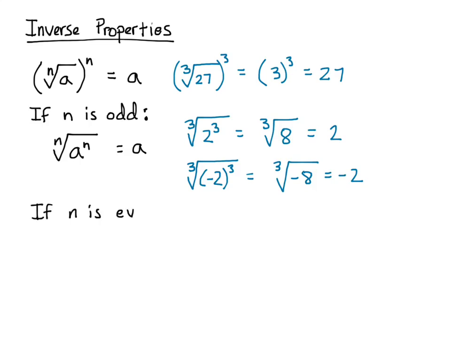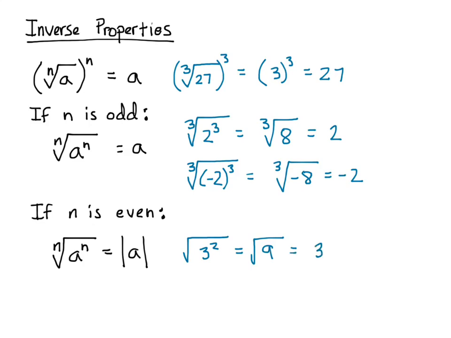Now, if it's even, we have something entirely different. Okay, so when we take the nth root of a to the n, we get the absolute value of a. And this is going to be something important to remember when we simplify, that we indicate things with the absolute value and not just write the number. So for example, 3 squared is 9, square root of 9 is 3. If I take negative 3 squared, that's 9, and the square root of 9 is 3.